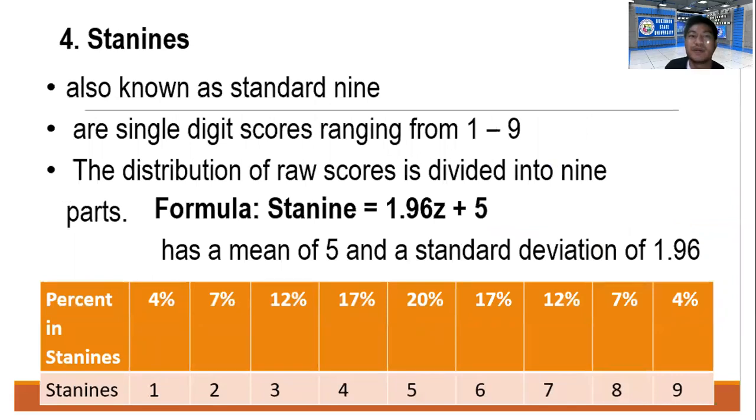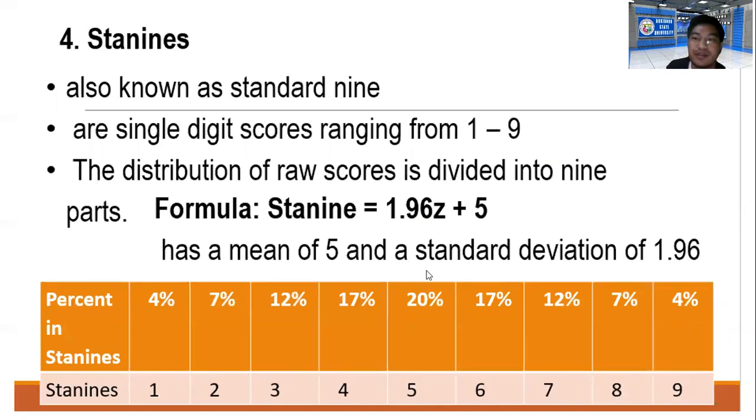Next. Stanines, also known as standard nines, are single-digit scores ranging from 1 to 9, and the distribution of raw scores is divided into 9. Usually the formula is 1.96 times the z-score plus 5. So it has a mean of 5 and a standard deviation of 1.96.